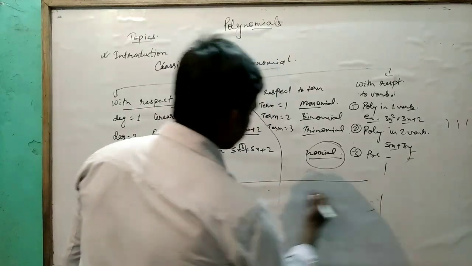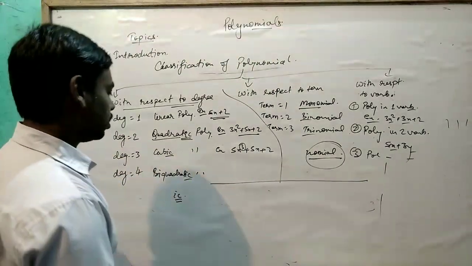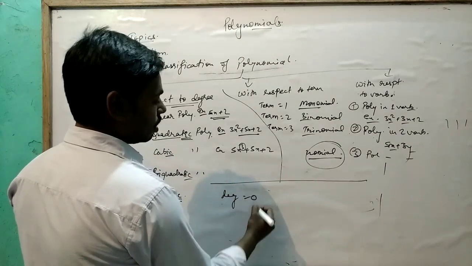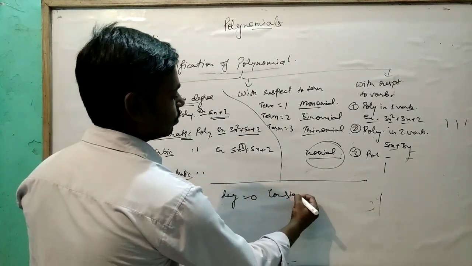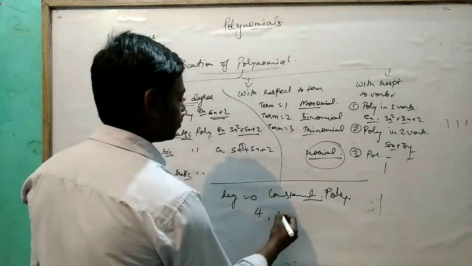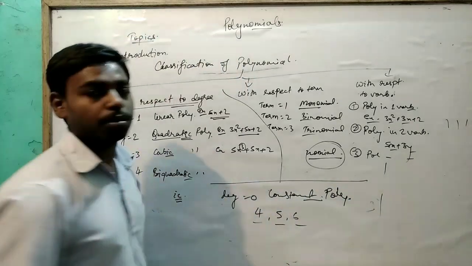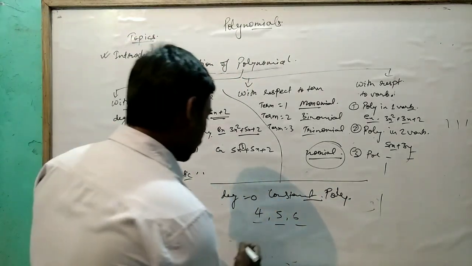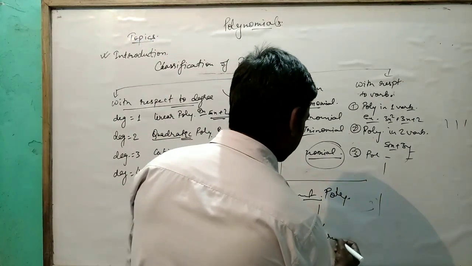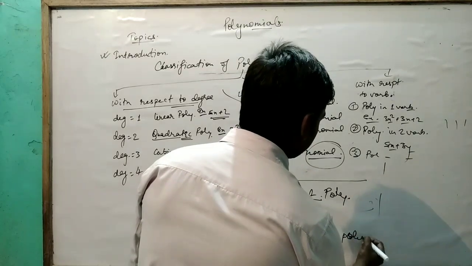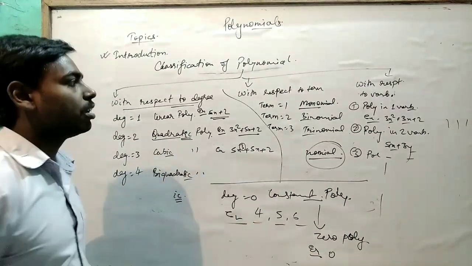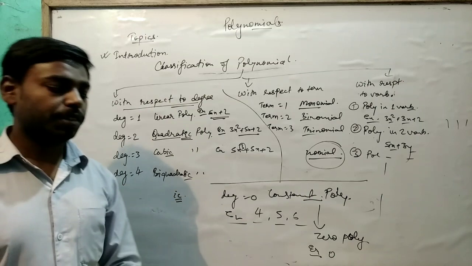Again, next, some special types of polynomial. This depends on the degree. A polynomial with degree 0 is called a constant polynomial. Example, 4, 5, 6, 7, that is a constant polynomial. Again, in this there is a type of constant polynomial, that is the zero polynomial. Zero polynomial. Example, only 0. Okay, this is the classification of polynomial.